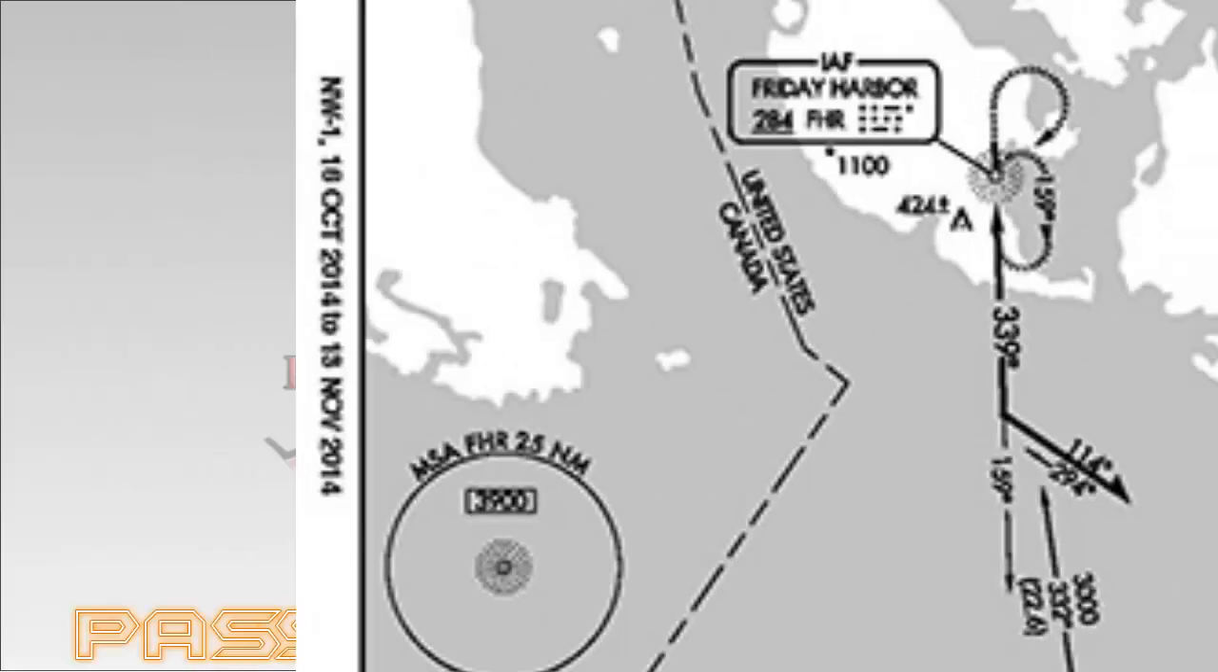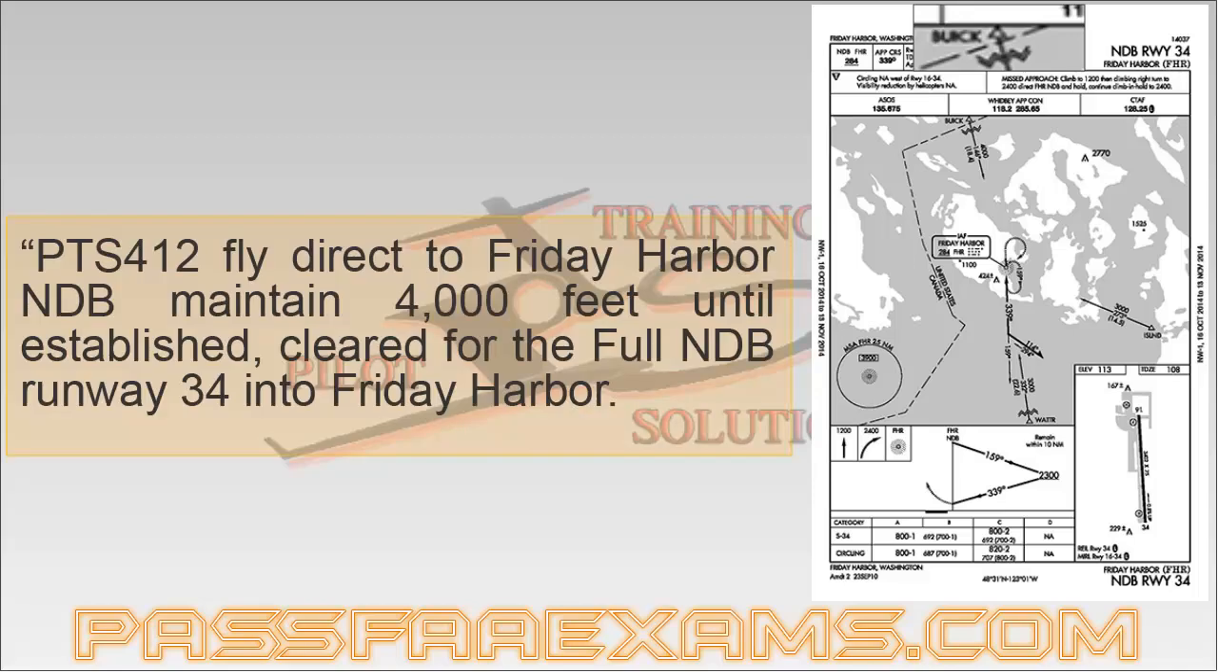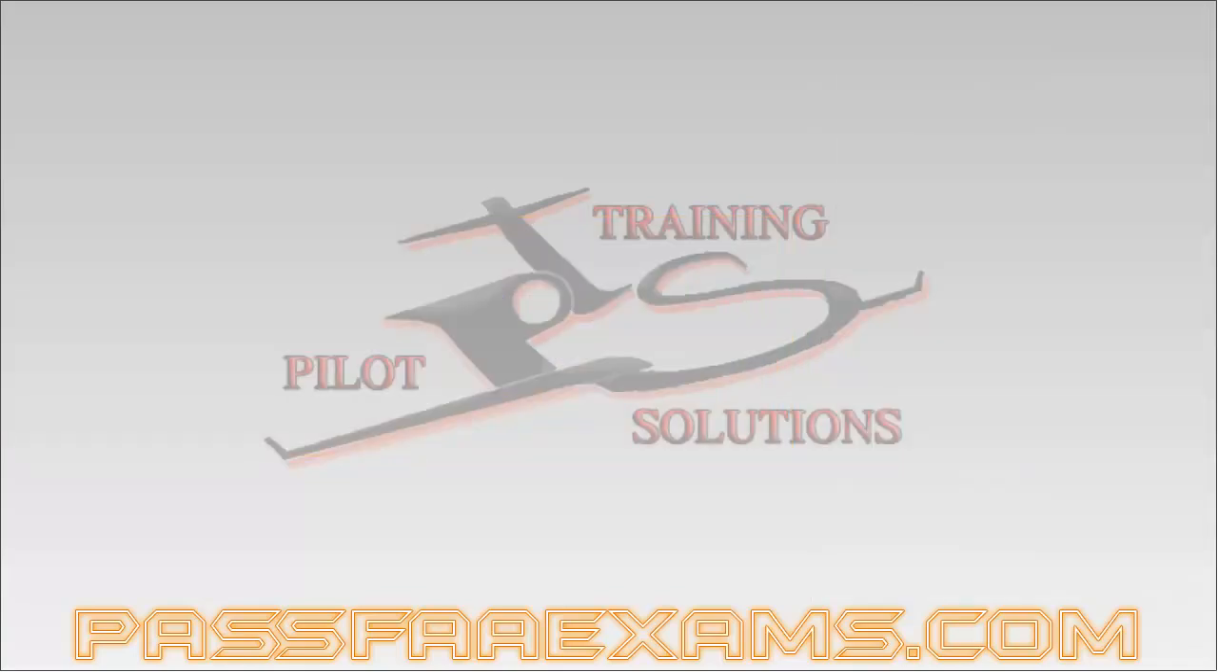Okay, taking a look at the approach plate, let's say we're coming from the north at 4,000 feet, and the controller advises us to proceed from Buick for the full approach with the following clearance once we reach Buick. PTS 412, Papa Tango Sierra 412. Fly direct to Friday Harbor NDB, maintain 4,000 feet until established, cleared for the full NDB runway 34 into Friday Harbor.